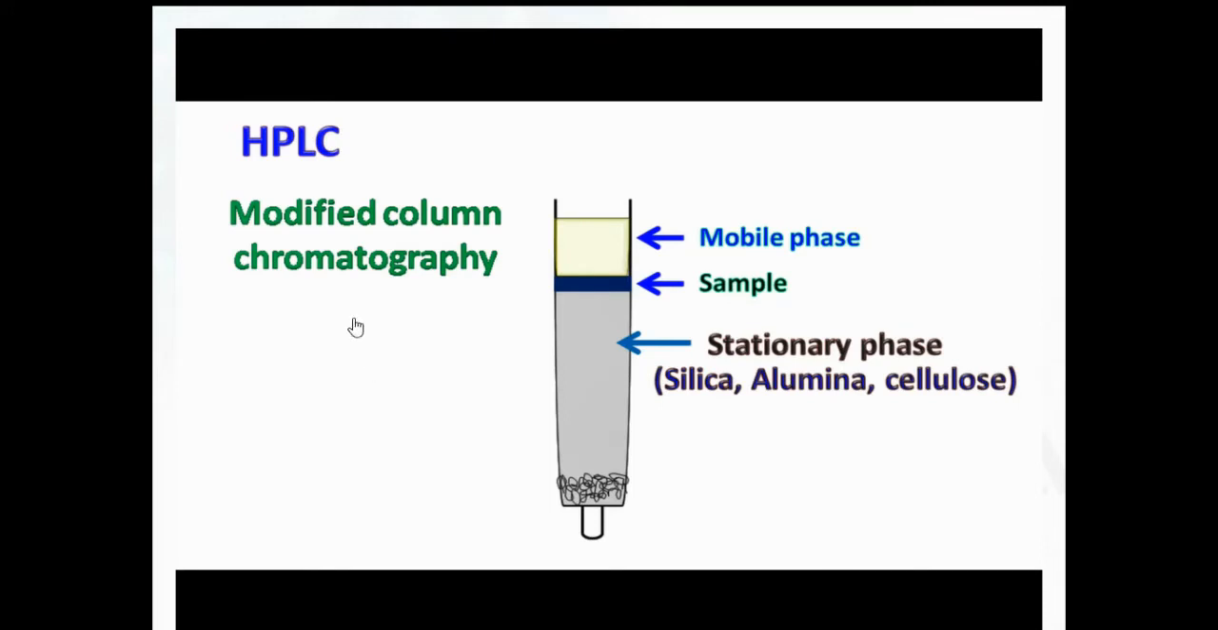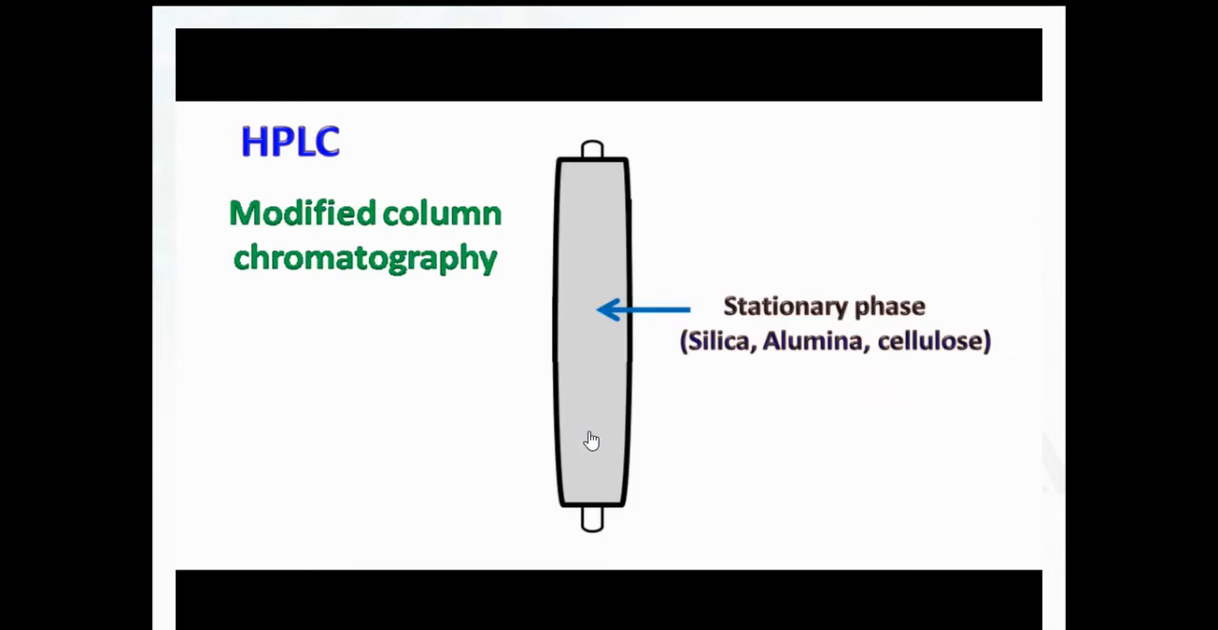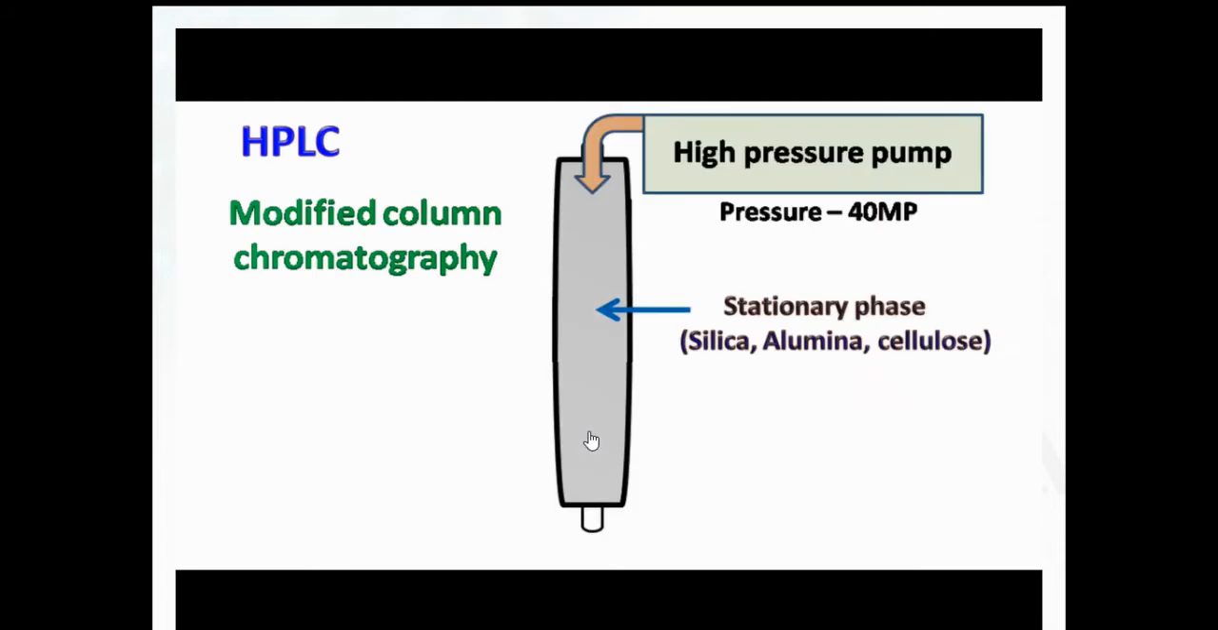So HPLC is nothing but a modified column chromatography. In general, if we take a column chromatography, the stationary phase is silica, alumina or cellulose. The mobile phase is run from the top, so due to gravity, the mobile phase runs down. Whereas in HPLC, high pressure is applied, around 40 megapascals of pressure.